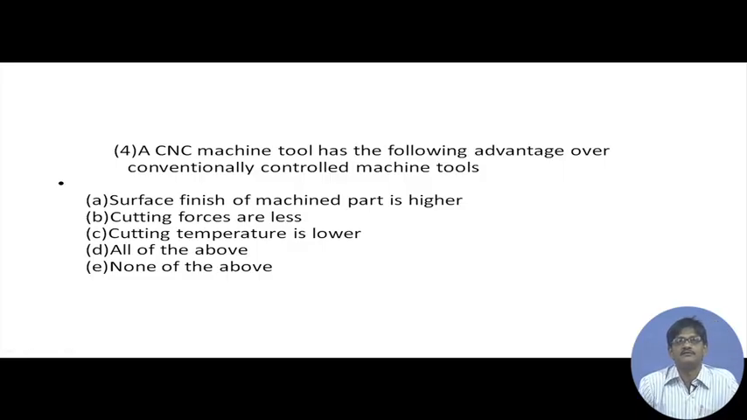CNC machine tool has the following advantage over conventionally controlled machine tools. Let us see. Surface finish of machine part is higher. No. Surface finish depends upon something else. It depends upon tool geometry, it depends upon the feed applied, etc. So, it has nothing to do with CNC. Cutting forces are less? No. Cutting temperature is lower? No. None of the above is the correct answer.